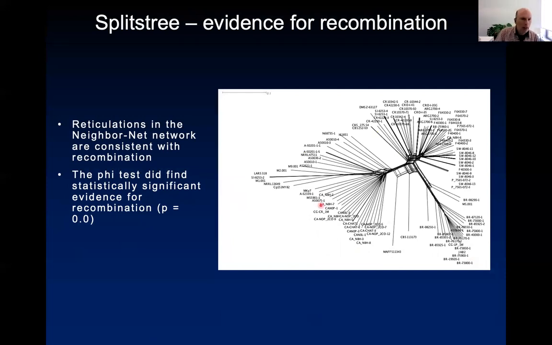I'm almost done here. This is a phylogenetic tree that's generated with SplitsTree. It's more of a network. Phylogenetic trees are normally bifurcating, but you can see that these can have multiple branch points. These are called reticulations, and these are consistent with populations that are undergoing recombination, okay? In fact, there's a test in the SplitsTree program called the Phi test, which shows that there is significant evidence for recombination among these isolates.